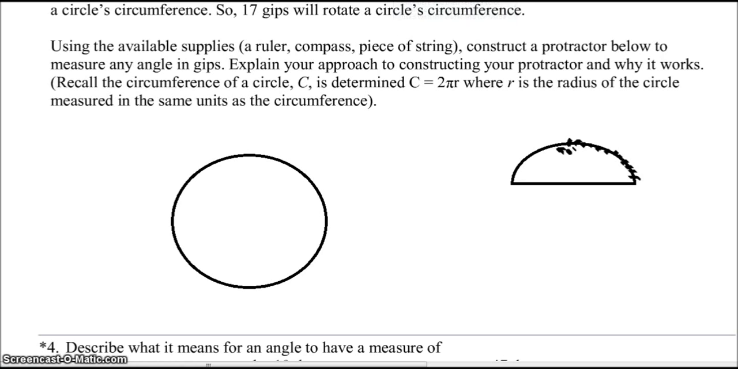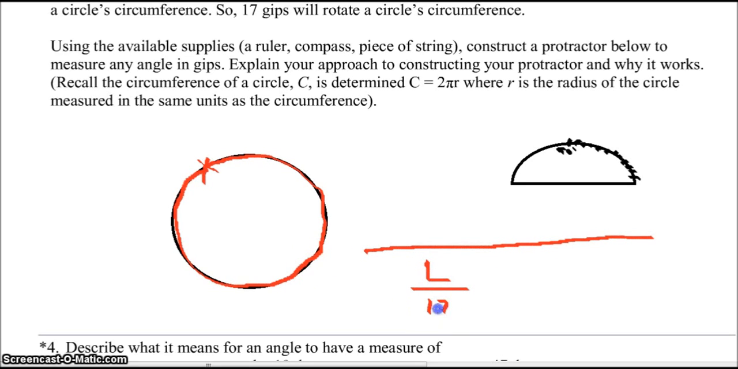So what we could do is use this circle and get our string, and we want 17 gips to be the circle circumference. So we could take our string and rotate it around the circle. Cut the string off at this point, then stretch it out, measure the length, divide the length by 17, and then that will tell you how we need to divide up this piece of string.